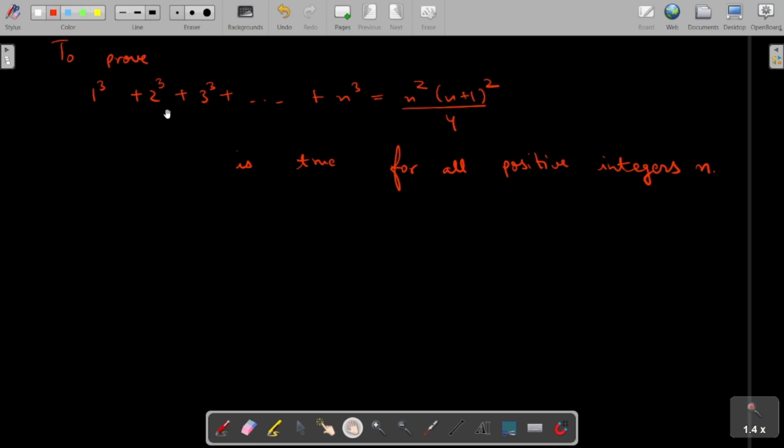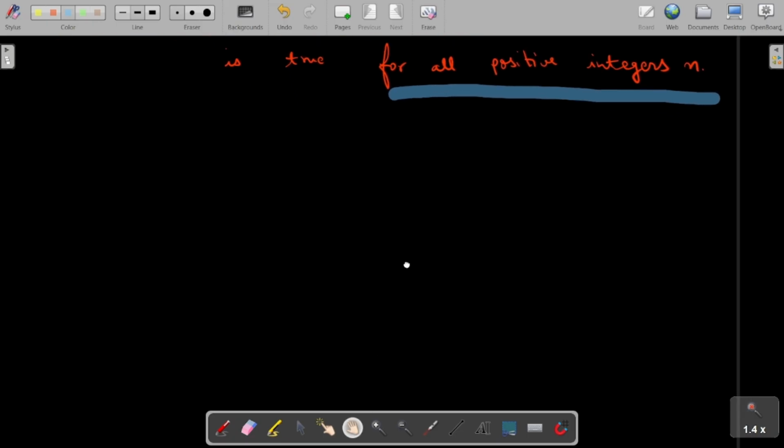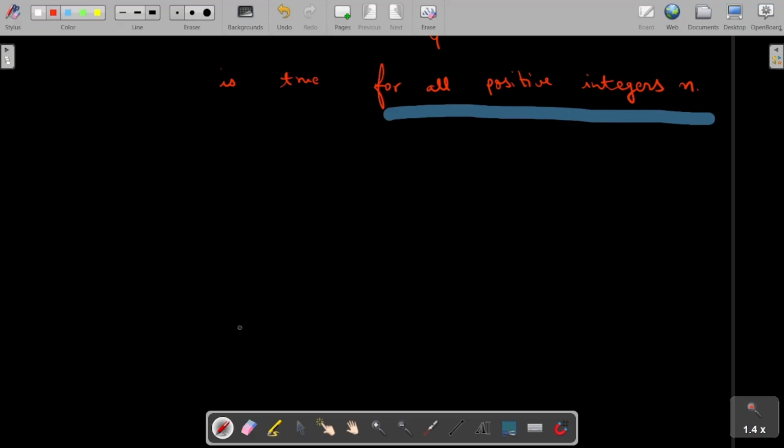So the question says that the summation of the cubes from 1 till n is (n square, n plus 1 to the power of 2, that's whole square) by 4, is true for all the positive integers. So since it's written for all the positive integers, our first choice of the proving method is by induction. So let's just begin.